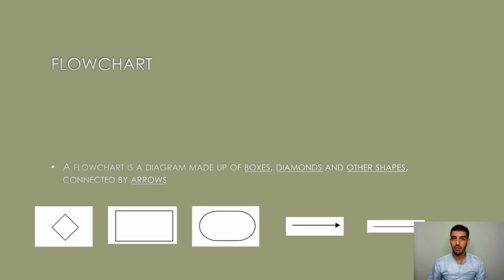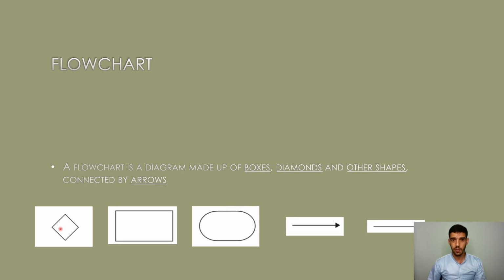The second way is a flowchart. A flowchart is a diagram made of boxes, diamonds, and other shapes. All of these shapes are connected by arrows. A diamond is used when you have a decision, like, okay, I'm going to calculate: if GPA is higher than 50, pass; lower than 50, fail. So we have two options, and that's where we use a diamond, right?